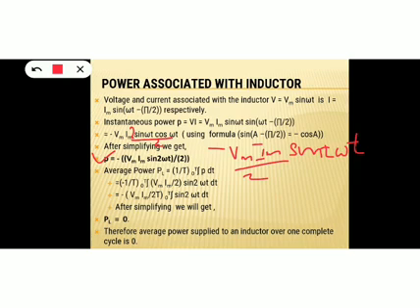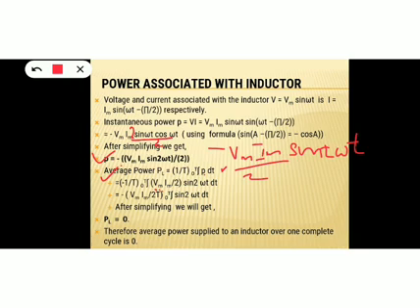Then what is average power? Average power PL is 1 by T integral 0 to T p dt, and this p is our instantaneous power. Substitute the expression for p here. So the minus sign is here; it is brought outside the integral. Then inside the integral we have Vm Im by 2 sin 2 omega t dt.